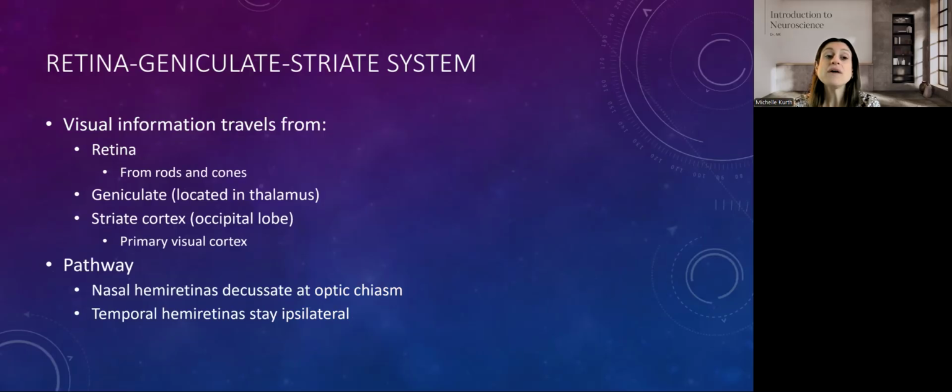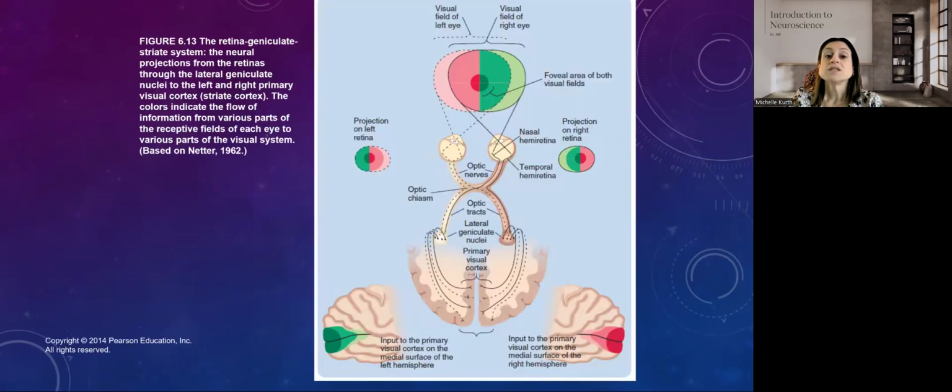Okay. Now, we said visual information is traveling from the retina, from those rods and cones. It goes to that geniculate, which is located in our thalamus. And then the striate cortex, which is in our occipital lobe. And that is our primary visual cortex. So visual information actually takes a very well-traveled route. I mentioned from the retina through the lateral geniculate nucleus of the thalamus, and then into the primary visual cortex, which is also called the striate cortex.